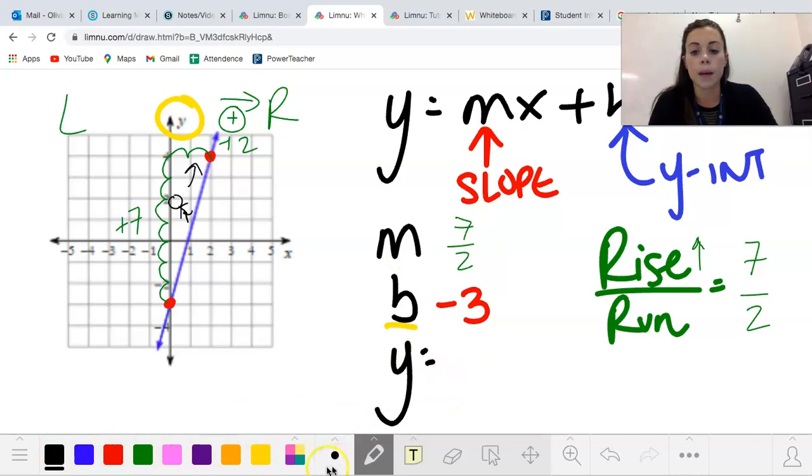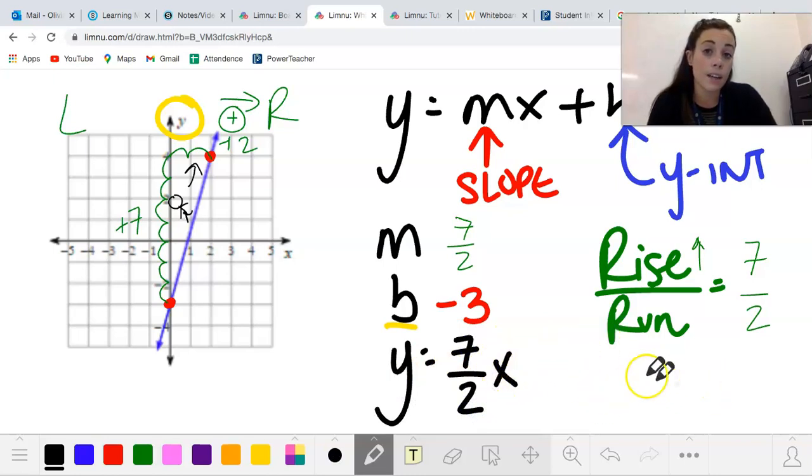And now I can just write my equation. So I should have y equals 7 over 2 x. And of course, you can put plus a -3, or the most algebraically correct way, -3. Okay? Beautiful. That's it for the graph. Now let's do the word problem.